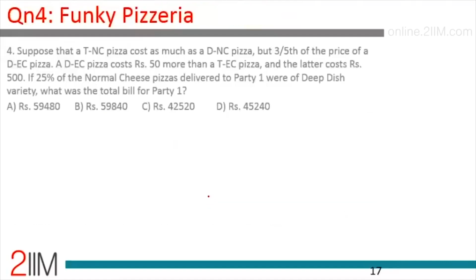Suppose that a thin crust normal cheese pizza costs as much as deep dish normal cheese, but 3/5 of the price of a DEC. A DEC pizza costs 50 rupees more than a TEC, and the latter costs rupees 500. So I'm going to start with a number here. The TEC costs rupees 500. I don't even recall the numbers or the percentages given. The terminology is very weak, very vague. But I know TEC costs 500. Let's start with that. That's where the number is given. How much does a DEC cost?